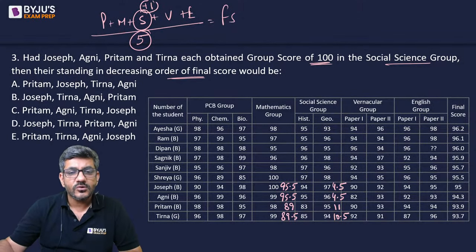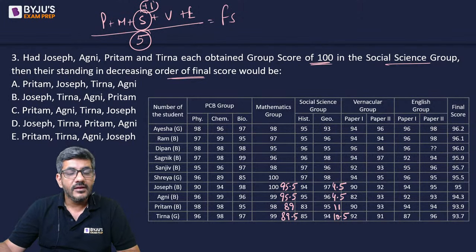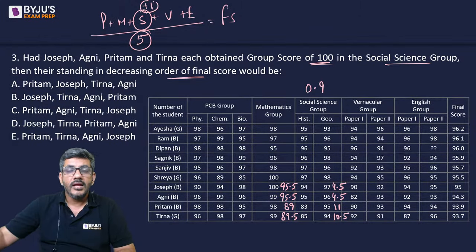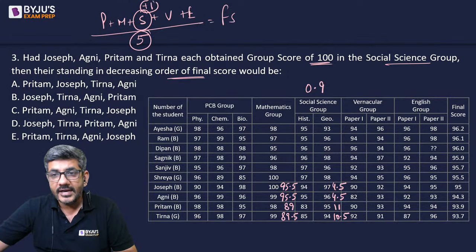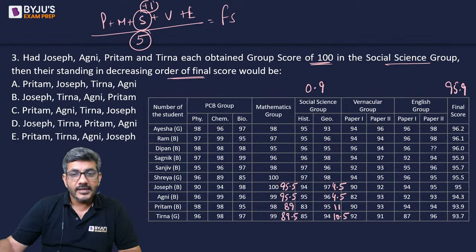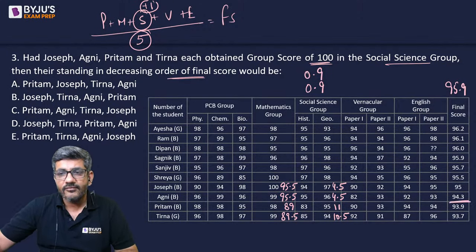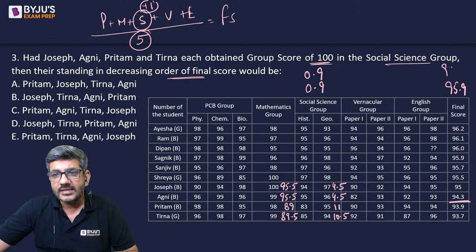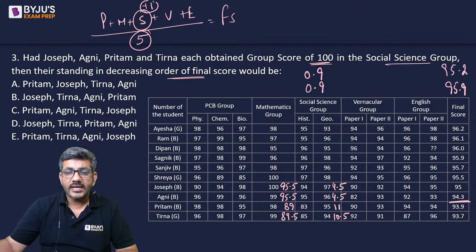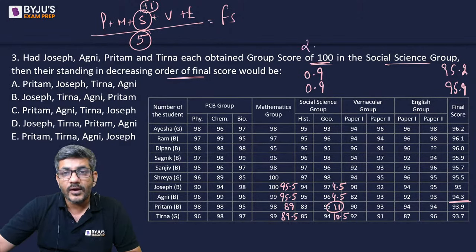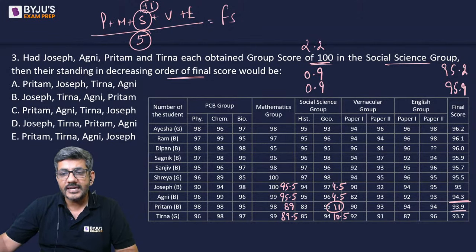So if Joseph's score increases by 4.5, his final score will increase by 4.5 divided by 5, that is 0.9, and his final score would become 95 plus 0.9. Similarly, for Agni, it will again increase by 0.9 and Agni's final score would become 94.3 plus 0.9, that is 95.2. Then next we have Preetham. Preetham is increasing by 11. 11 by 5 is 2.2. Preetham's current score is 93.9.